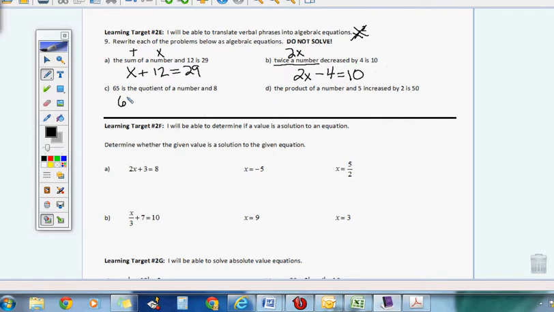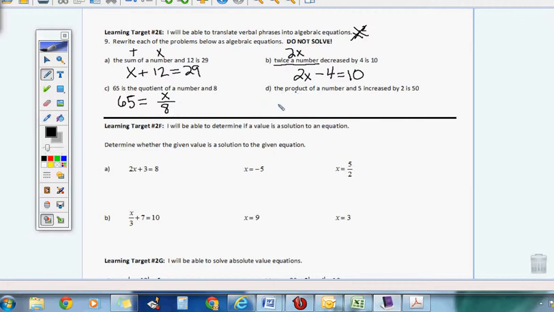65 is, so I'm going to have 65 on the left with an equal sign. The quotient, that's division, and then in order, a number and 8. So a number over 8. 65 is the quotient of a number and 8. And you can't flip those around. That wouldn't be the same thing.